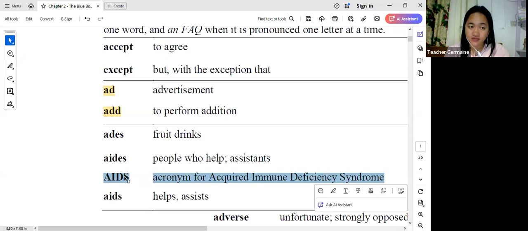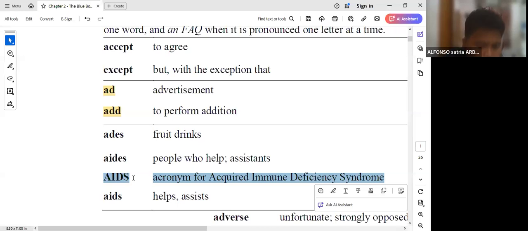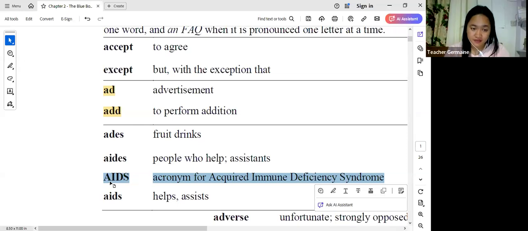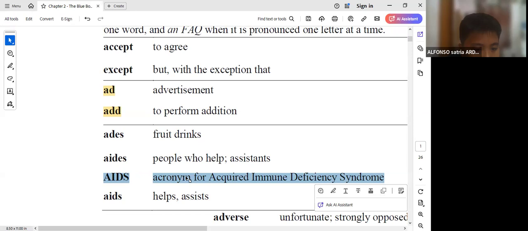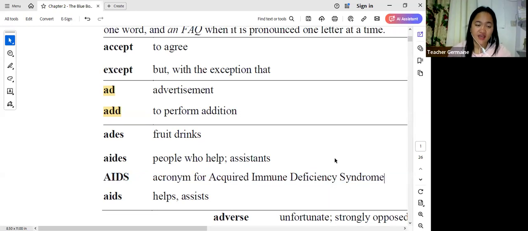Alfonso. Yes. Okay, could you also read this one? Okay. AIDS. Its meaning, acronym of acquired immune deficiency syndrome. Okay, very good. So the third word here, AIDS, same way of reading it, but different spelling.